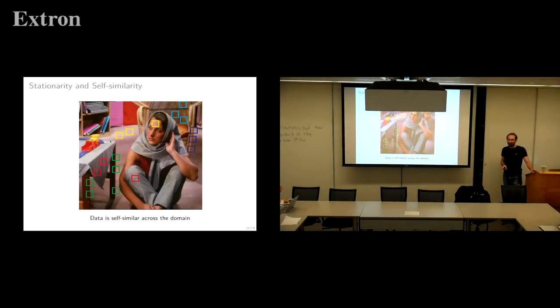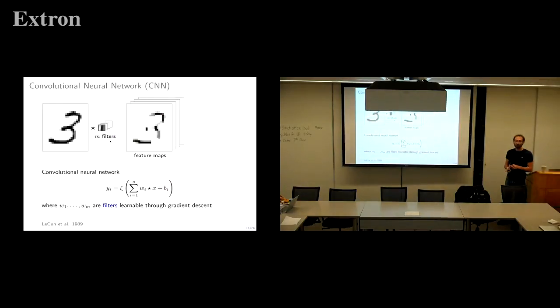One of the reasons why convolutional neural networks were so successful, at least in image analysis, was the observation that data is self-similar across the domain. If I look at a small window in the image, I will find roughly the same content somewhere else in the image. So if I want to detect, for example, this kind of an edge in an image, I really need to look at a small template and match it to different portions of the image, right? That's the idea of a convolutional neural network.